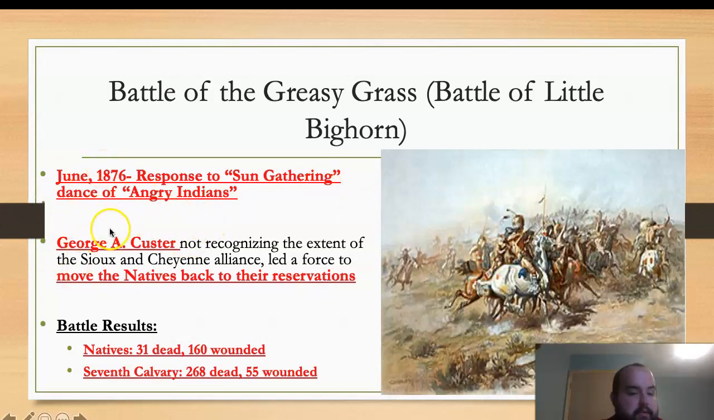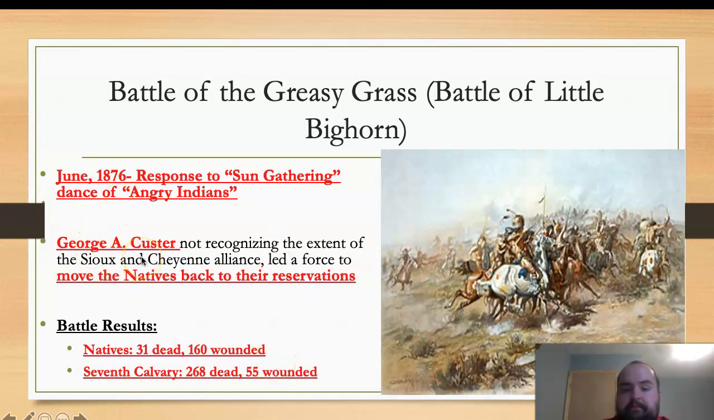George A. Custer was the commander, as I'm sure many of you know, for the cavalry involved in the battle. He did not recognize the extent of the Sioux and Cheyenne alliance that had taken place for these sun gatherings, and led a force to move the natives back to their reservations, obviously by force. The ultimate result of this battle is that 31 natives were killed, 160 were wounded. Of the 7th Cavalry, 268 were killed and 55 were wounded, obviously including George A.